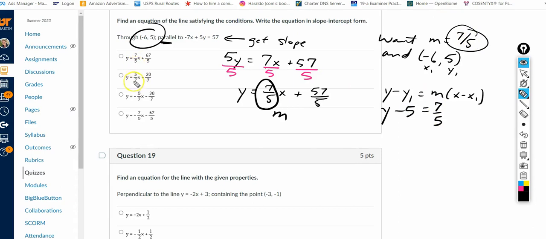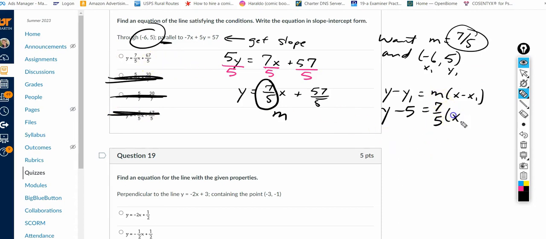Actually, I can stop there, can't I? This one has 7/5. That one does not have slope 7/5. That has slope 5/7. That has slope -5/7. That has slope -7/5. So just from the slope, I can get this. But let's take it all the way. Let's just confirm that this is true.